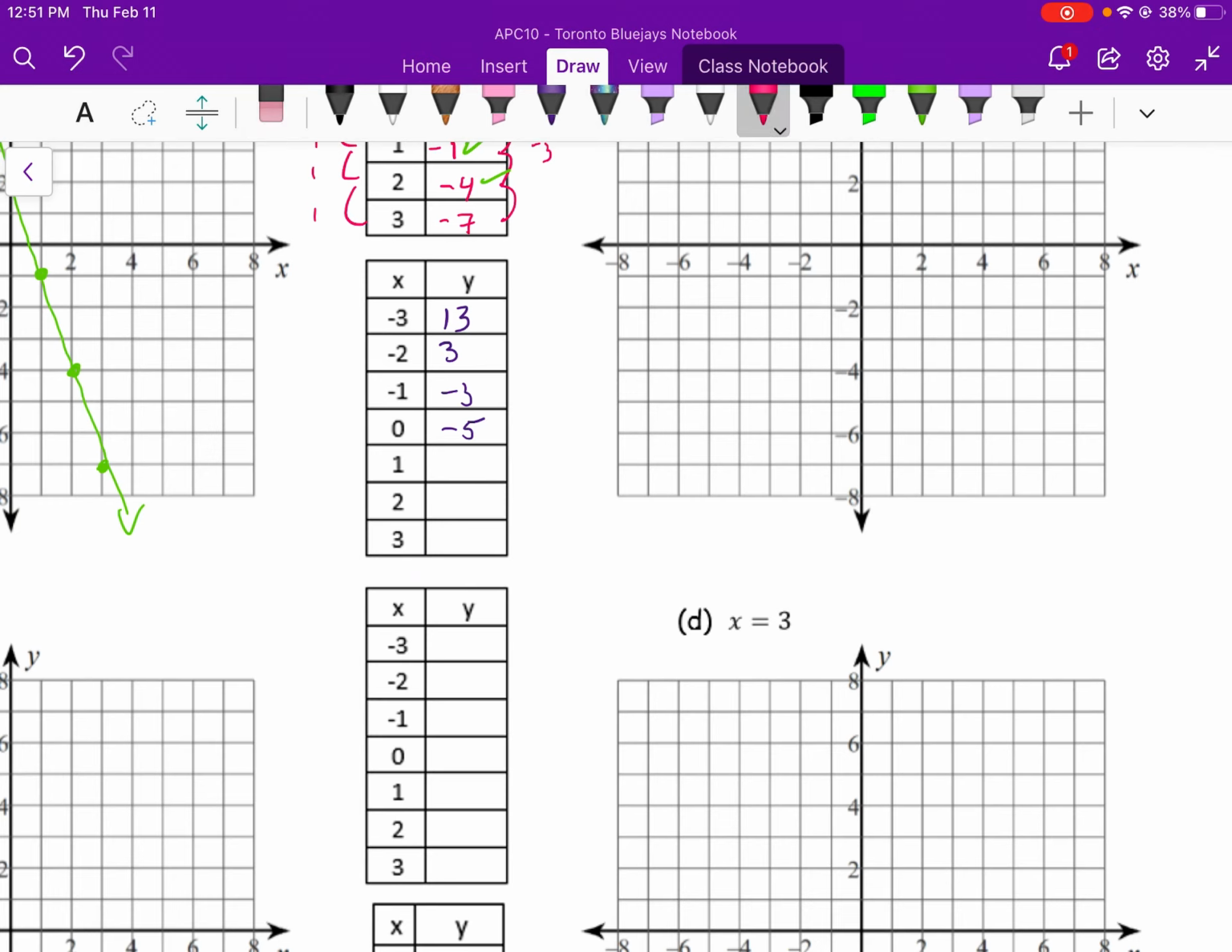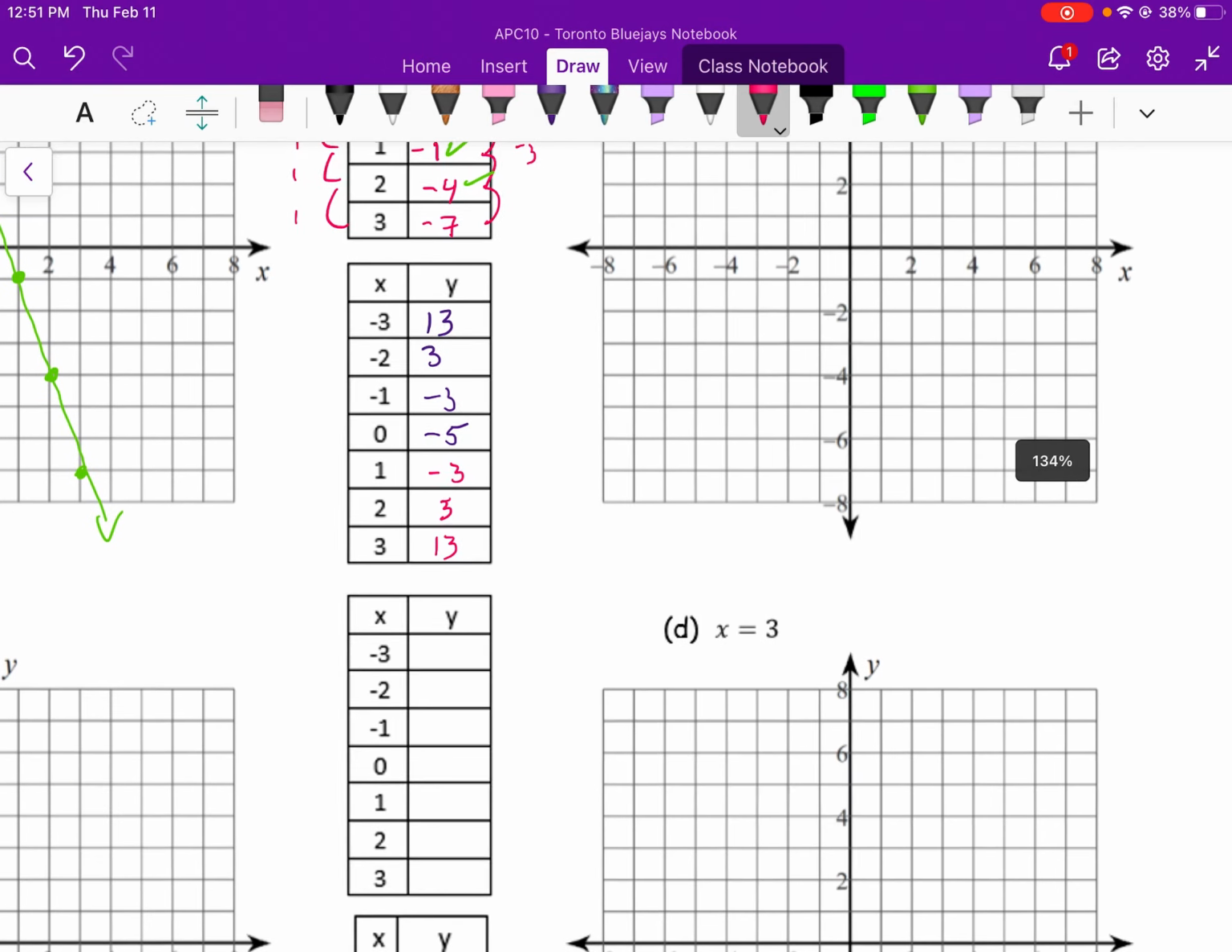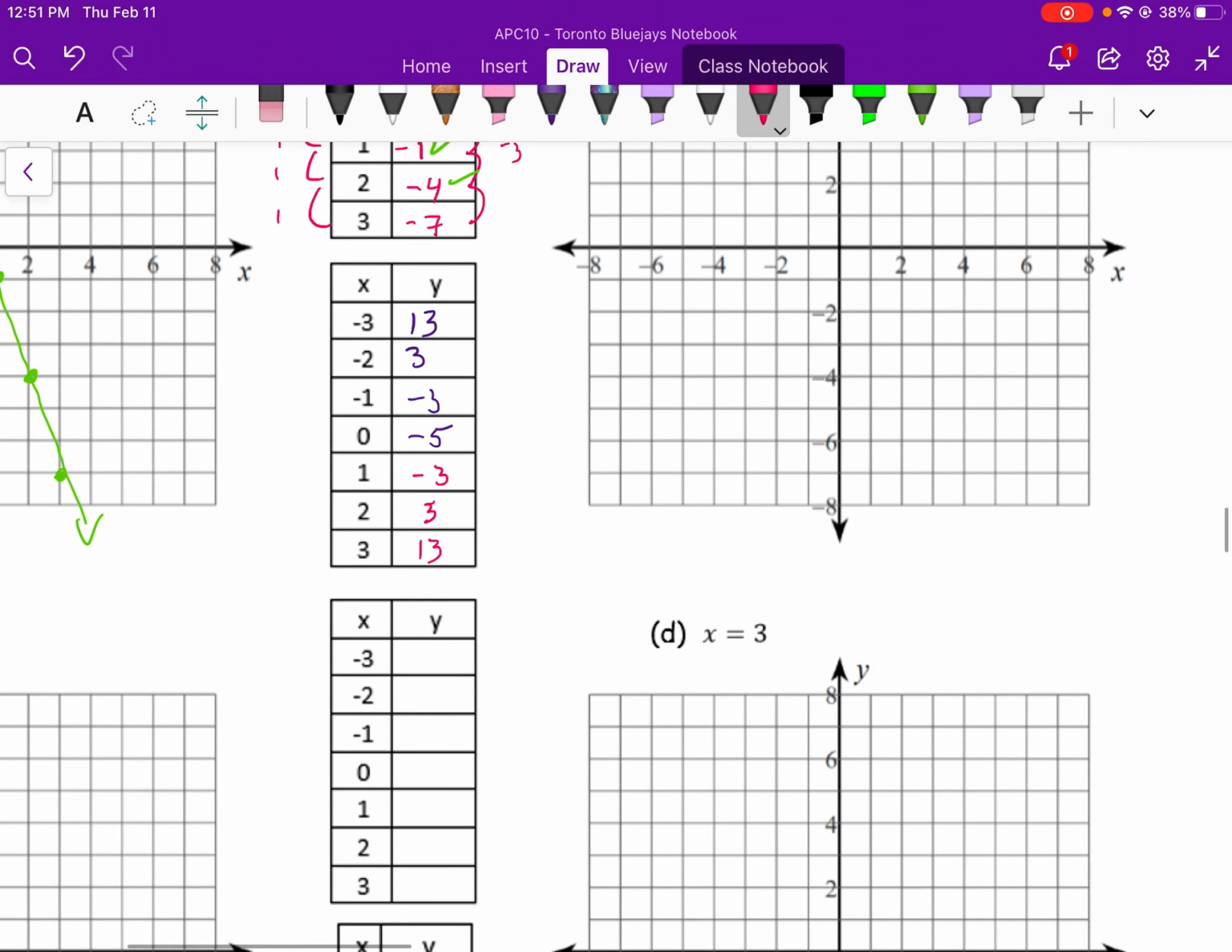All right, so here, these are the values that I get. You should be able to construct coordinates given the equation and the x value. In fact, that's what I've just done.